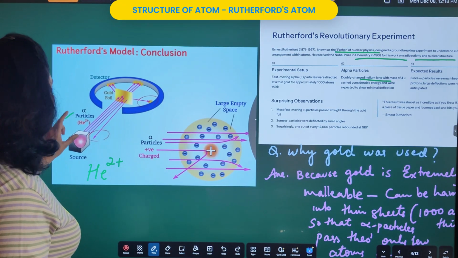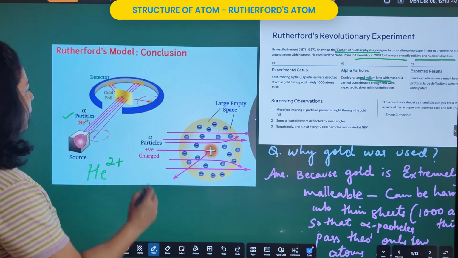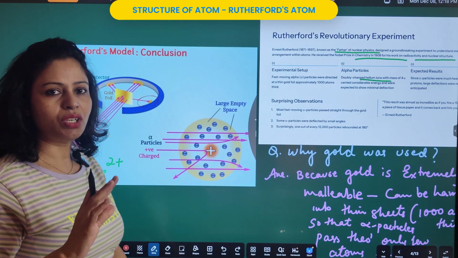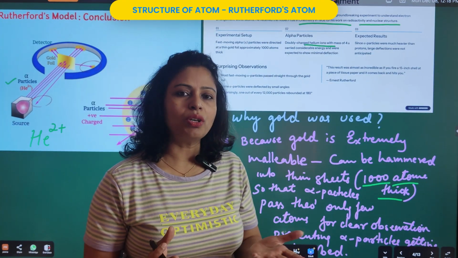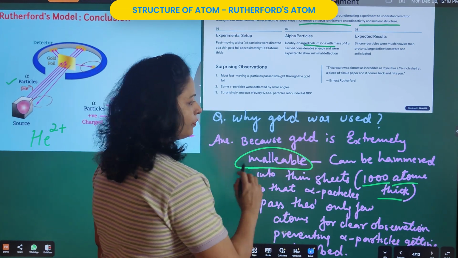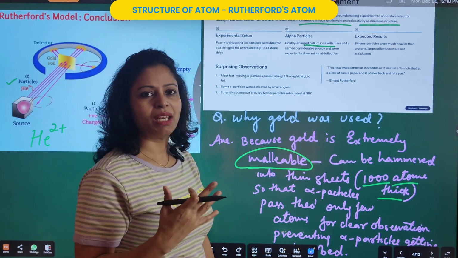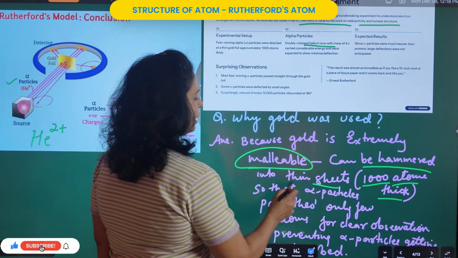These alpha particles were made to pass through a gold foil. Now why is this gold foil used? A very thin sheet of gold foil is used. You know that gold is a metal, and it is malleable. What is malleability? It is a property of a metal where it can be hammered into thin sheets.